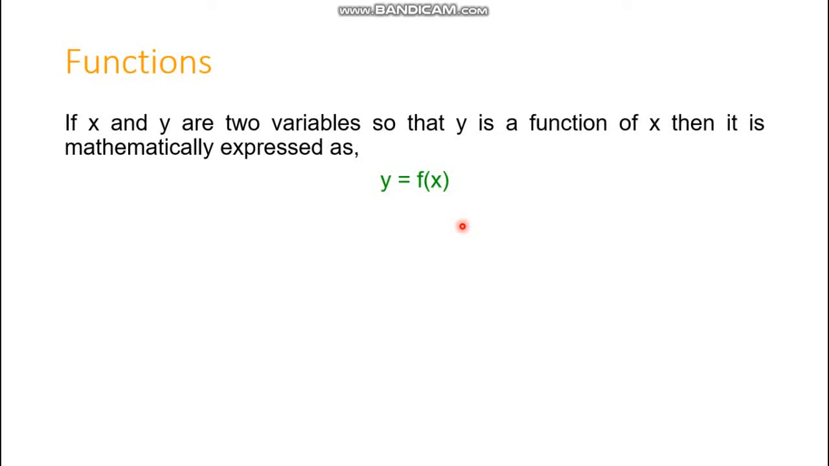If x and y are two variables so that y is a function of x, then it is mathematically expressed as y equals f(x). That means for any value of x, y would have one or more than one values.